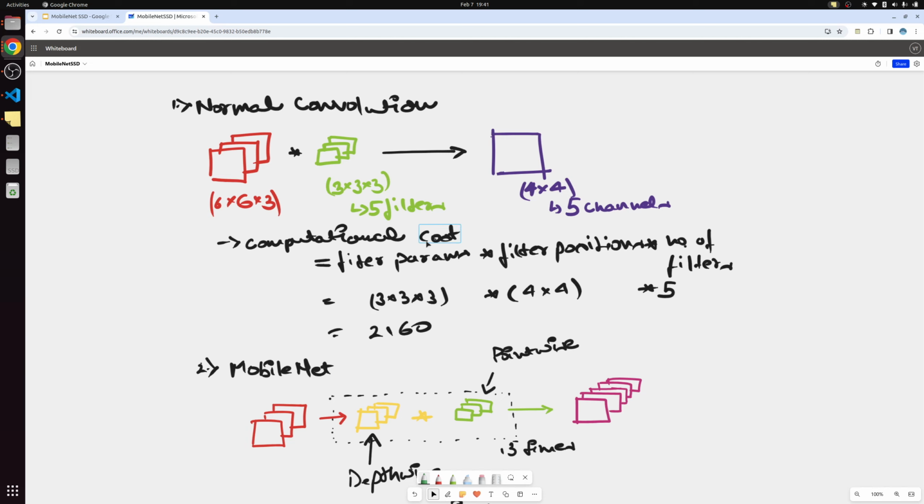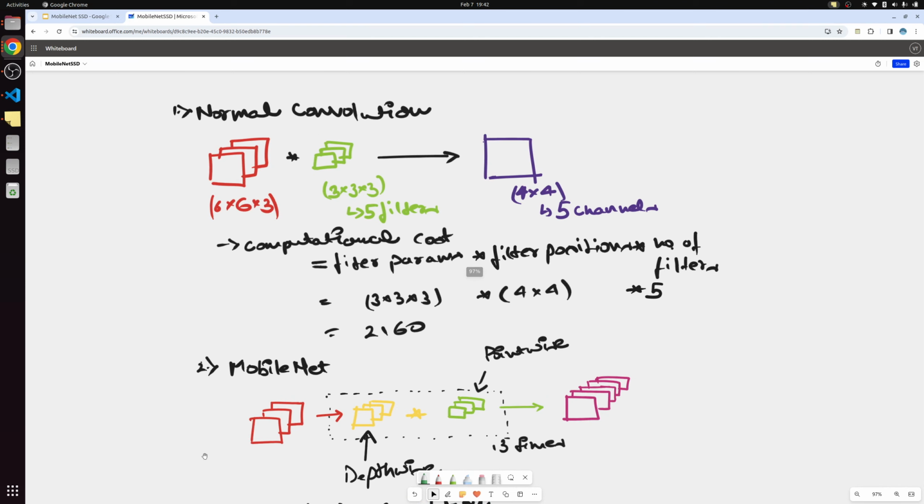Now when we compute the computational cost, we multiply the filter parameters, that is 3 by 3 by 3, by the filter positions, that is, how many positions the filter moves in this particular input channel. Because we are getting a 4 by 4 output, that is the number of times my filter moves, and there are 5 filters. So my computational cost will be 2160. This is for my normal convolution. Let's move forward to our MobileNet convolution.